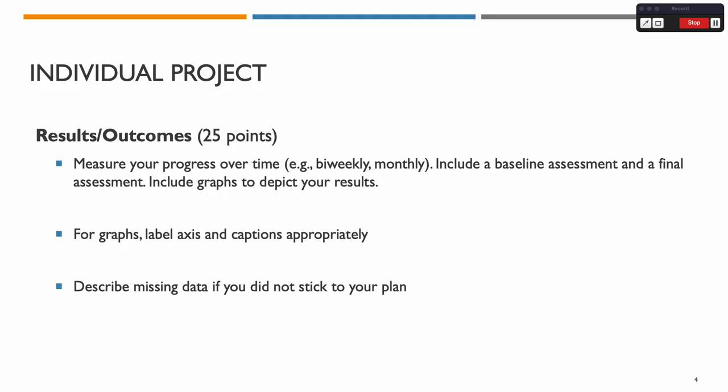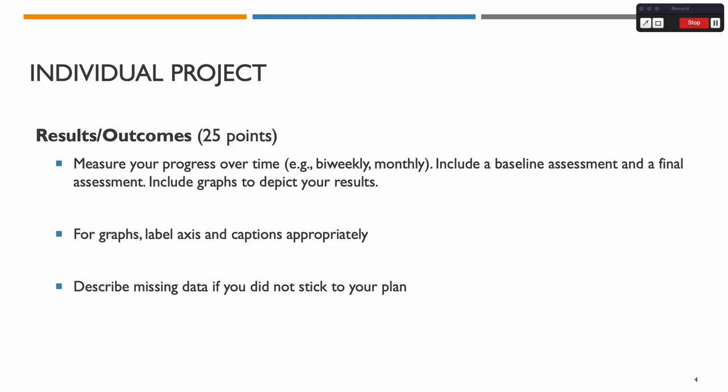Then you'll have 25 points for results and outcomes. So you're going to measure your progress over time. How often are you doing that? Include your baseline assessment. So if you haven't done that, you really need to go ahead and get your baseline assessments done. And then your final assessment, like what was that goal? Include graphs to help depict your results.